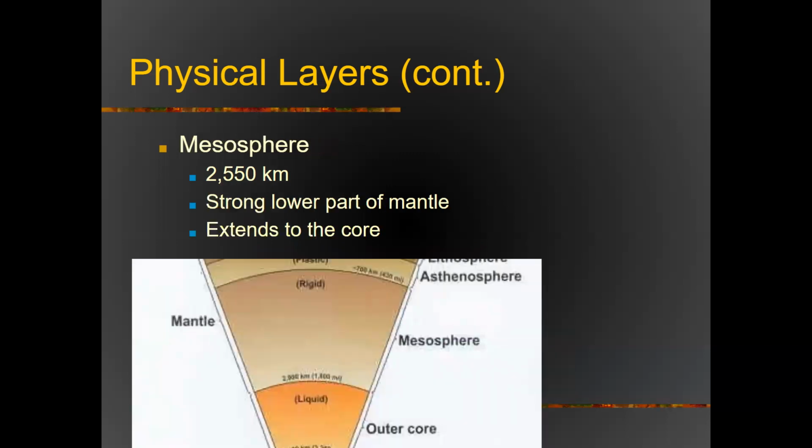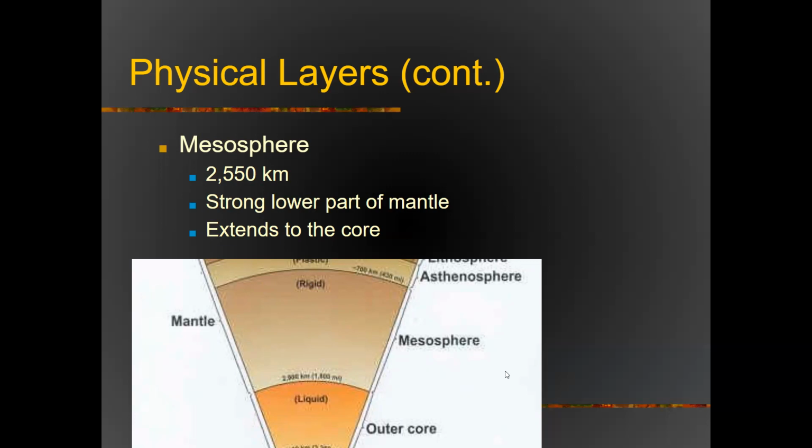Next, we have a name that we've heard before. Yes, mesosphere. Yes, there was a mesosphere in the atmosphere that we talked about. That was the middle layer of the atmosphere. And guess what? There's a mesosphere inside the Earth too. And again, it just means middle layer. So this is about 2,550 kilometers thick. Basically, this is the strong lower part of the mantle. It acts more like a solid. Again, it should be hot enough that it's a liquid, but all the weight of the rock above it makes it act like a solid. And it's everything between the asthenosphere and the core. So it goes all the way down to the core.